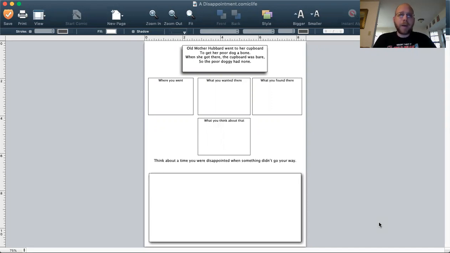Old Mother Hubbard went to her cupboard to get her poor dog a bone. When she got there, the cupboard was bare, so the poor doggy had none.